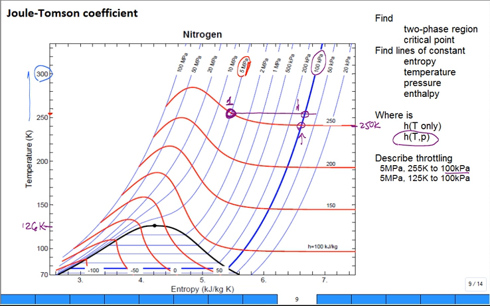Let's take a look at another case, though. Let's say the nitrogen was at that same pressure, 5 megapascal, but this time, let's say the temperature was 125 Kelvin.